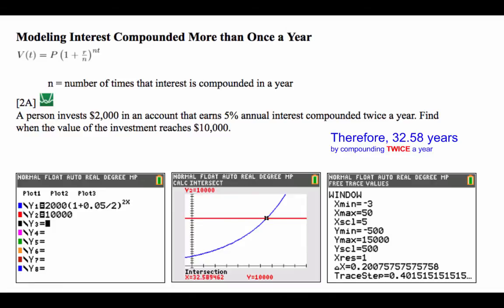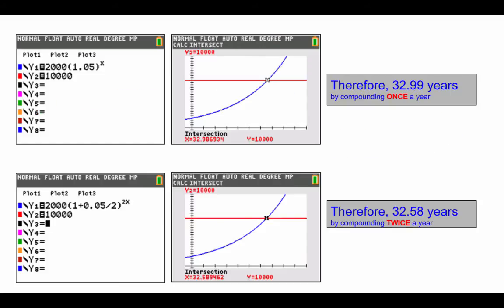Now let's go back and compare that number to when you compound it once a year. What do you get? You get 32.99 years compounding once a year. With the same interest rate compounding twice a year, it only takes you 32.58 years. So it's a little shorter, right? What that means is that your effective interest rate per year is slightly higher than 5%. Okay, and we'll talk about that once we get there.